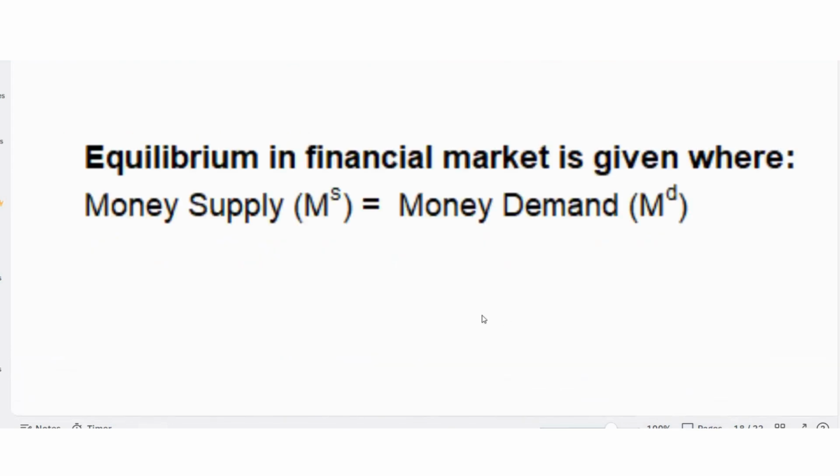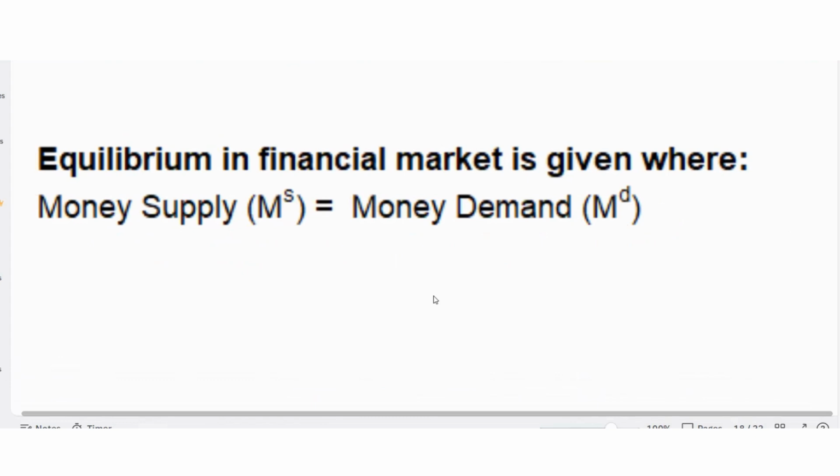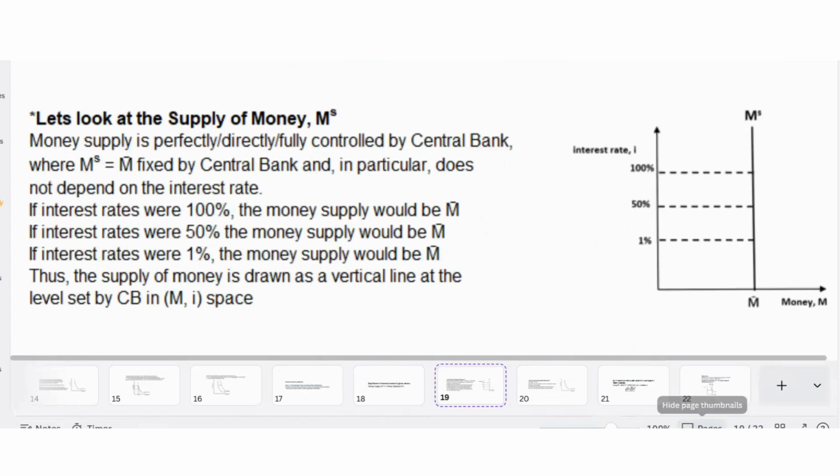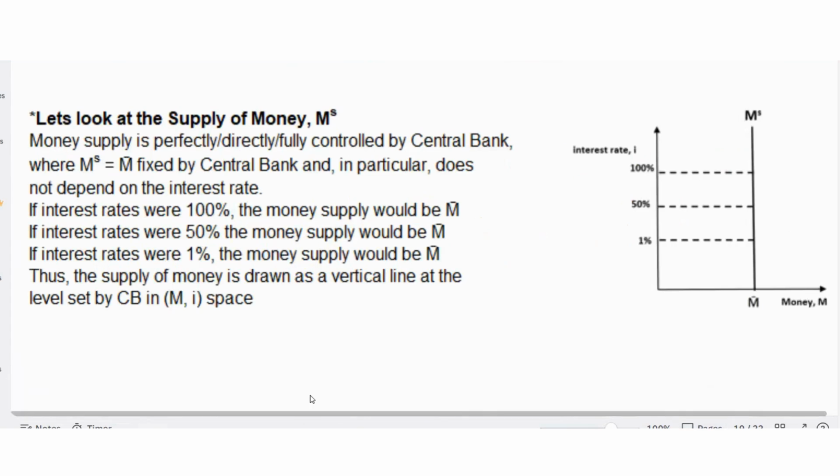So now equilibrium in the financial market in case one, where you only have a central bank and no private banks, is simply given where money supply is equal to money demand. Now let's first look at money supply in this case. Money supply is fully controlled by the central bank, where MS is equal to M bar, fixed by the central bank, and in particular does not depend upon the interest rate.